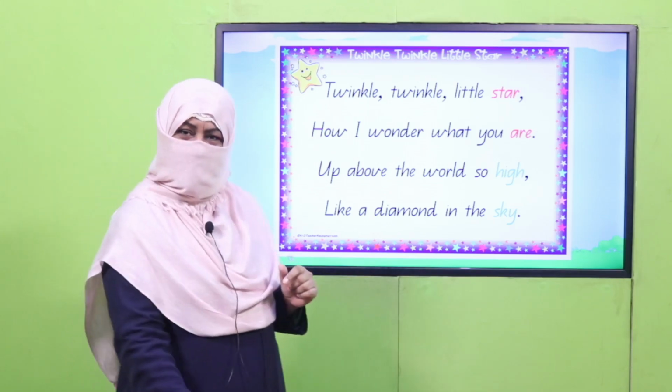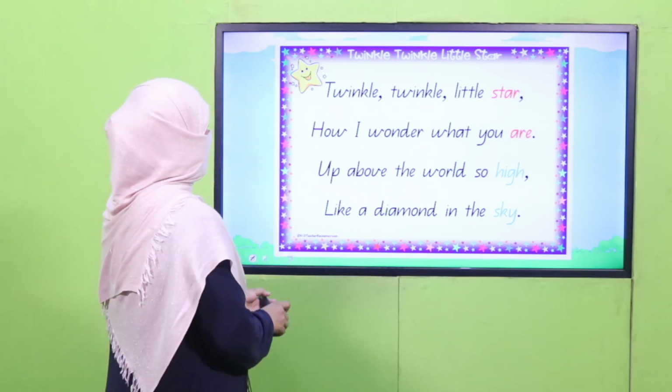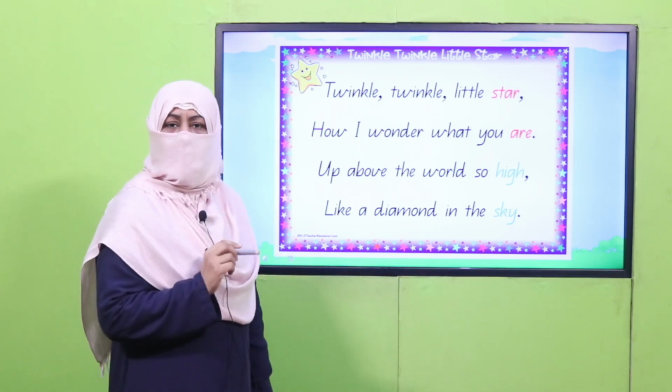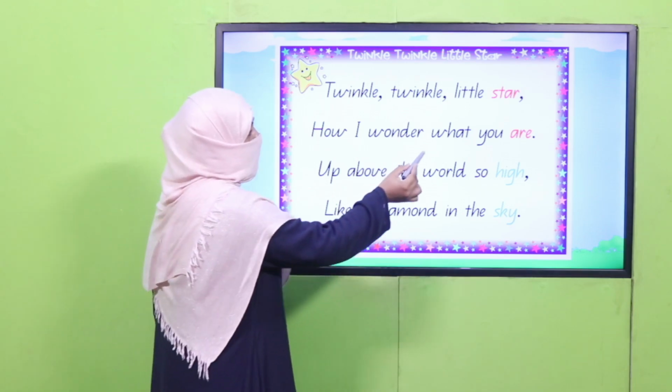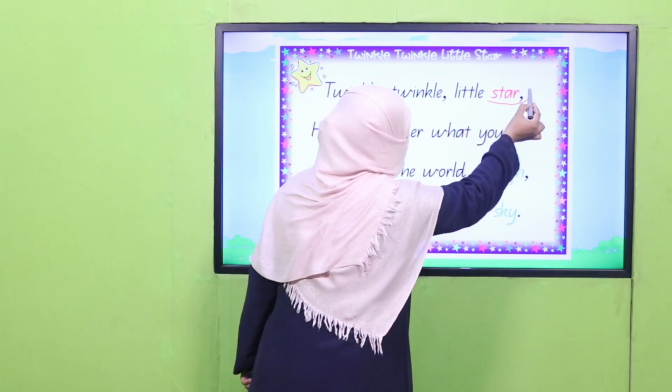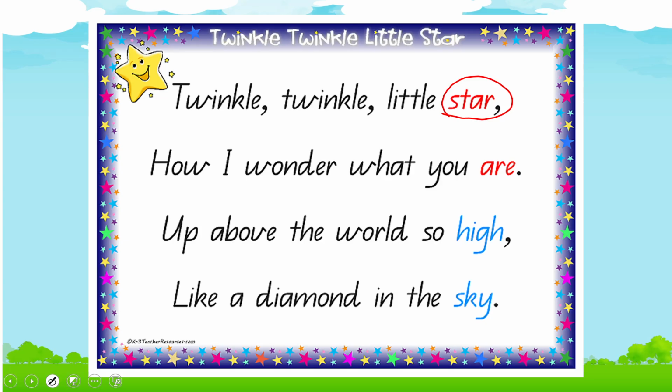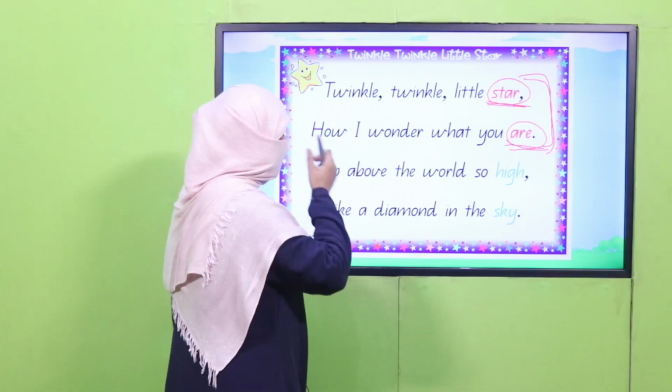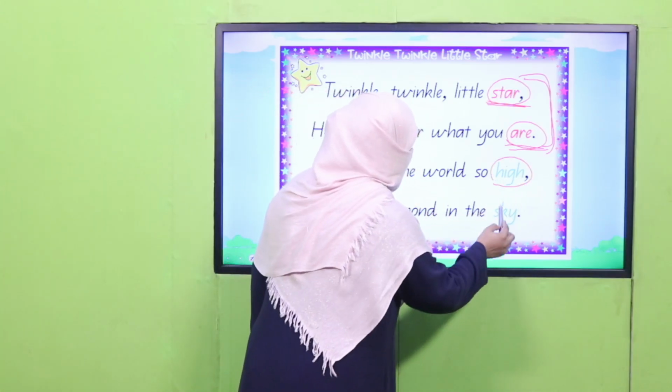Wow, it's beautiful to sing this poem every time. Now what we are going to do today, look at the last word of every sentence. Twinkle, twinkle, little star, how I wonder what you are. Now these 2 words, though they look different, their spellings are different, but they are rhyming words because they sound the same. Likewise, high and sky.